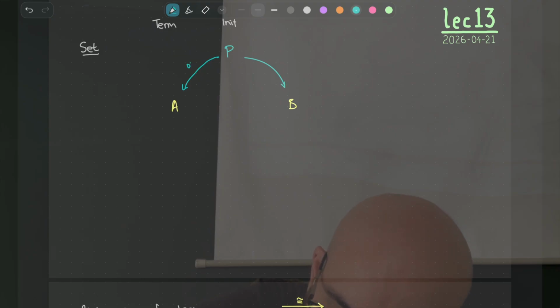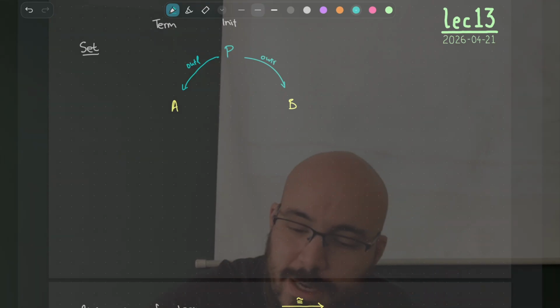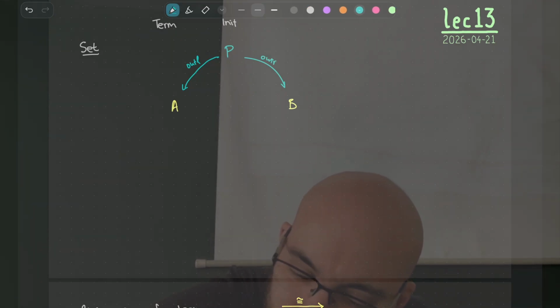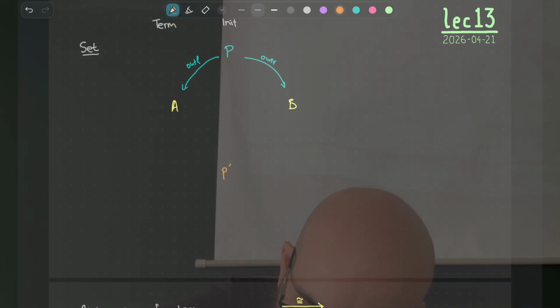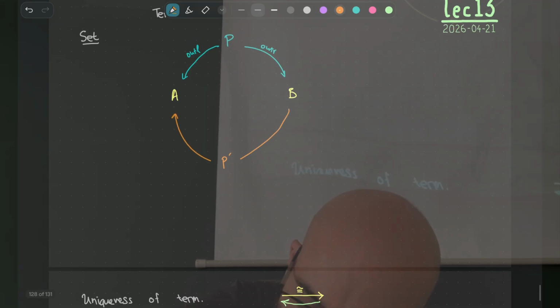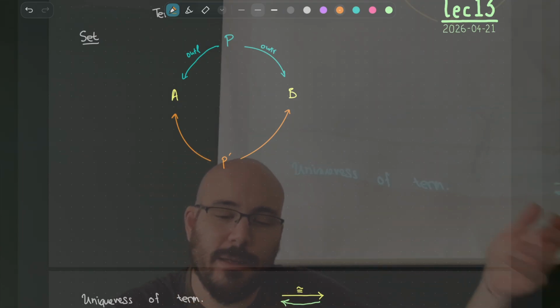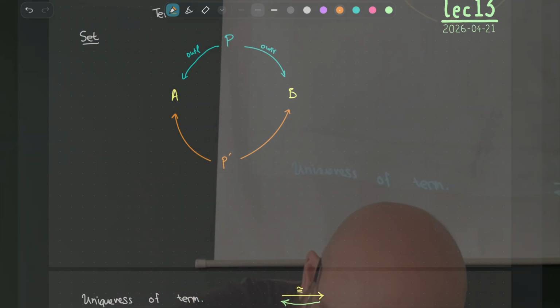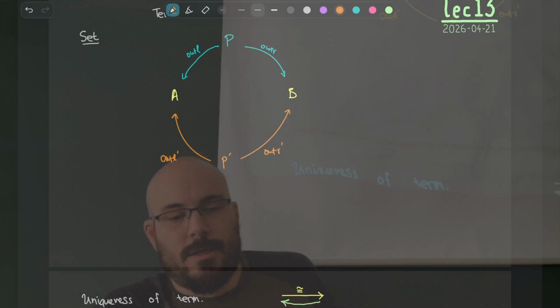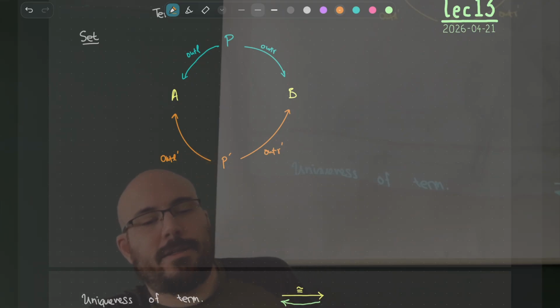It has its own, I don't know, out left and out right. And I have another one, let's make it orange. Let's call it P prime. And it has its own way of getting here and getting here. Okay, and I want to prove the uniqueness of products. Categorically, what does that mean? It means that if you have two, they are isomorphic. Any ideas how I can do that?